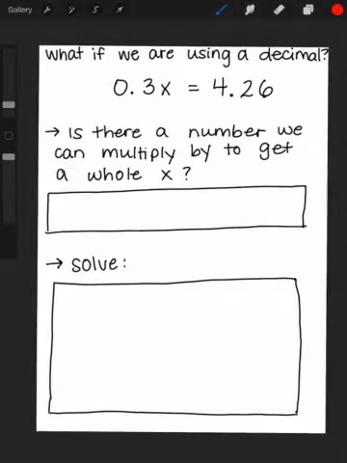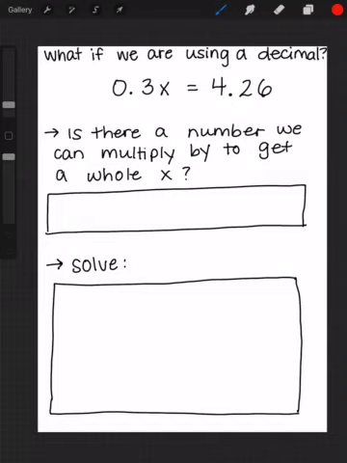Okay, now what about if we have a decimal? So in this one, we have 0.3 or 3/10 x equals 4.26. Now we had a fraction with our x in the last one, and we multiplied that by the denominator. So in this case, we need to think about that 0.3 as what would the denominator be? Well, we call this 0.3, we call that 3/10, which gives us our denominator. Okay, so is there a number we can multiply by to get a whole x? And that answer is 10.